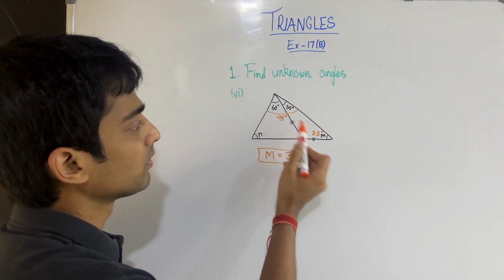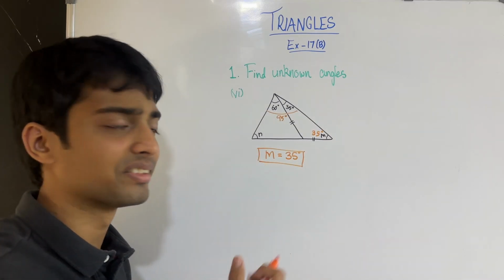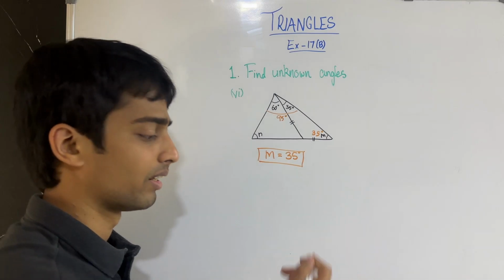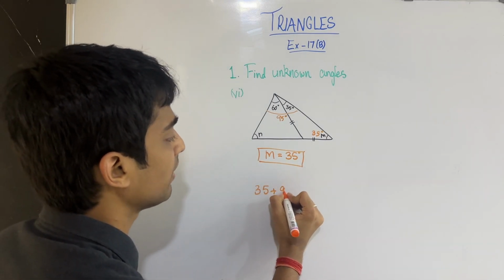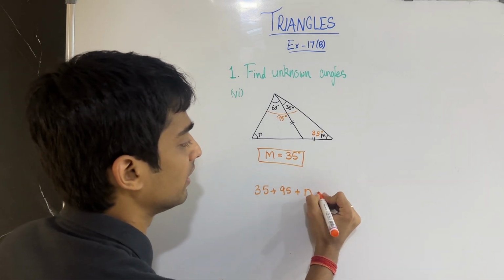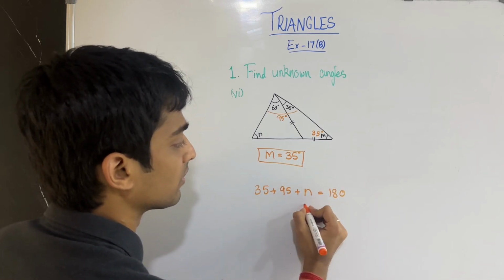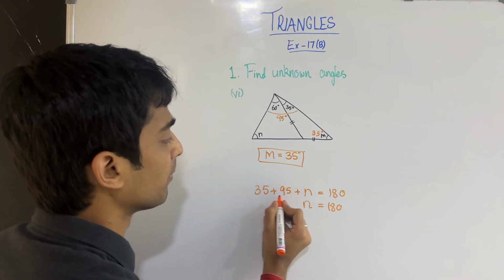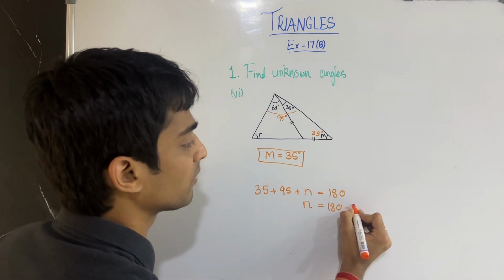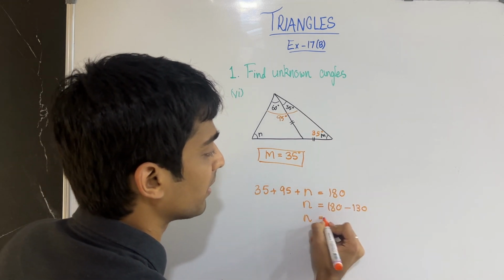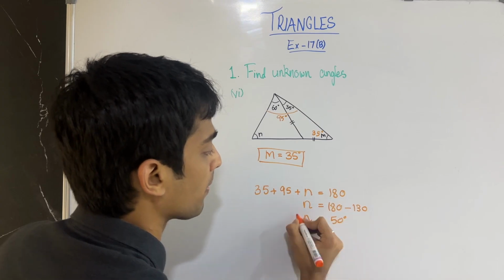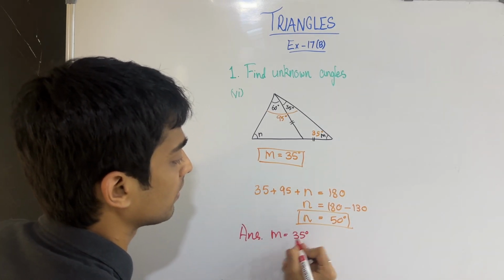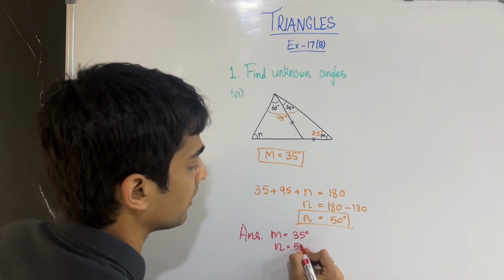Now, we have two angles of a triangle, we can find the third one easily. The sum of three angles of a triangle is equal to 180 degrees. So we can make an equation of that. 35 plus 95 plus N equal to 180. So N becomes 180 minus, let's add it up, we get 130. So 180 minus 130. So N is nothing but 50 degrees. So this is the answer. M equal to 35 degrees. N equal to 50 degrees.